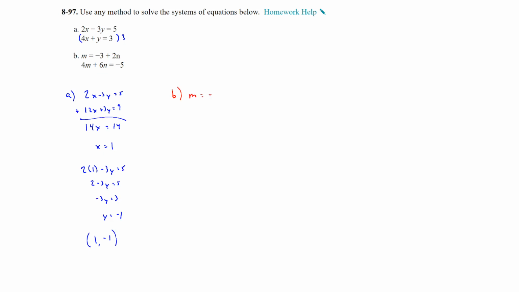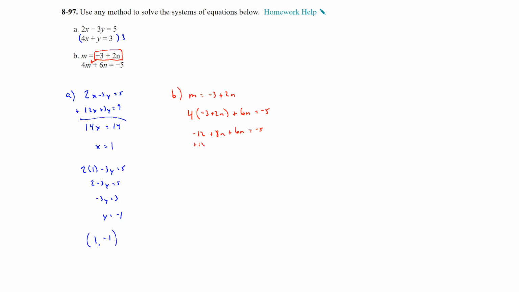On to B, we have an m and an n. So m is equal to negative 3 plus 2n. And so I would say this would be substitution. I can plug that in for the m in the second equation. So 4 times negative 3 plus 2n plus 6n is equal to negative 5. That's negative 12 plus 8n plus 6n is equal to negative 5. I put an x there for some reason, I just realized. So let's fix that. That's negative 12 plus 8n, not 8x.